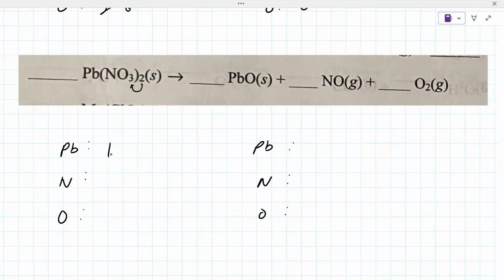So this 2 applies inside here. Wait, it's 2 times 3 is 6, and then there's really a 1 there. 2 times 1 is 2. So there are 2 and 6. On the right, you've got 1 lead, 3 O's, and 1 N.